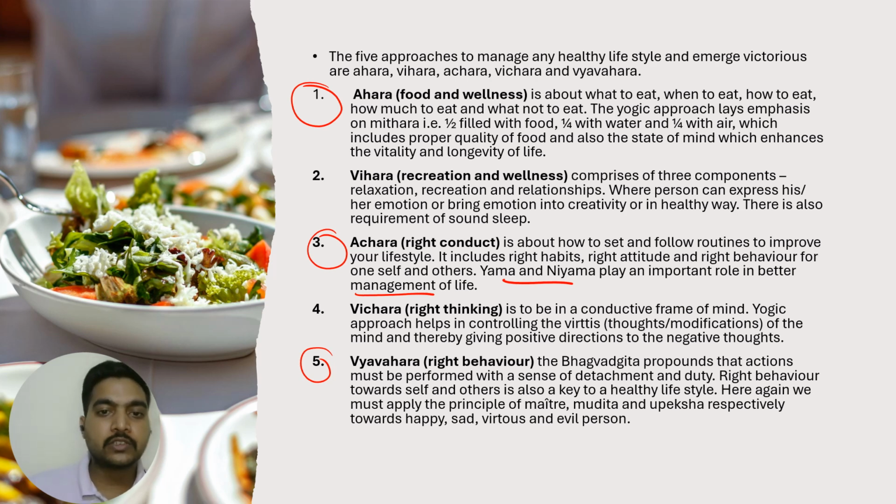Right behavior towards self and others is also key to a healthy lifestyle. Here again we must apply the principle of Maitri, Mudita and Upeksha respectively towards happy, sad, virtuous and evil persons. So आप अपना व्यवहार कैसा रखते हैं. So this is about that. These are five approaches to manage a healthy lifestyle. If you are working on these five points, your life becomes beautiful.